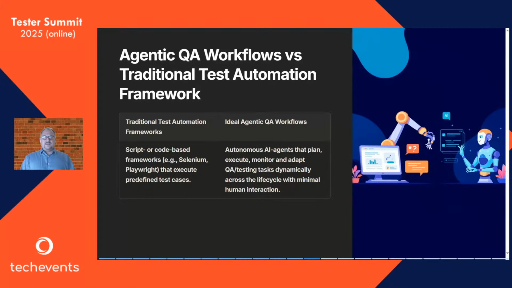So let's compare the definition of a traditional test automation framework to an ideal Agentic QA workflow. A traditional test automation framework is a script or code-based framework, for instance Selenium or Playwright, that executes predefined test cases for us. An Agentic QA workflow is an autonomous AI agent that plans, executes, monitors, and adapts testing tasks dynamically across the different life cycle phases, but still with minimal human interaction.